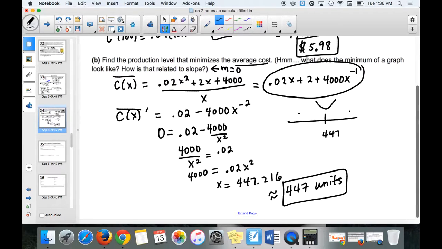So if I plugged in 0 into my C bar function, or not 0, let's say I plug in 1, I get 0.02 plus 2 plus 4,000 times 1 to the negative 1, which is 4,000. So I'd get $4,002 and 2 cents, like that. And then if I plug in like 500, let's say, 0.02 times 500 plus 2 plus 4,000 times 500 to the negative 1, so you get 20.